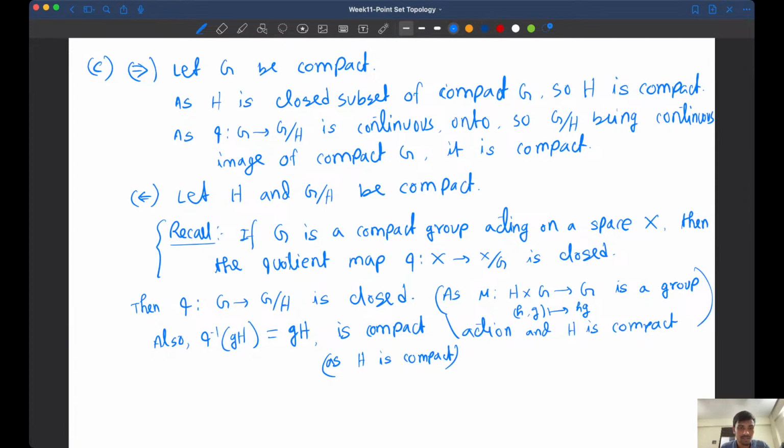Now my claim is that this G is also compact. So let's consider any cover of G. Let this be U_i, okay, let me change this to V_i, since U_i is very confusing. So V_i, for i belonging to some indexing set Lambda.